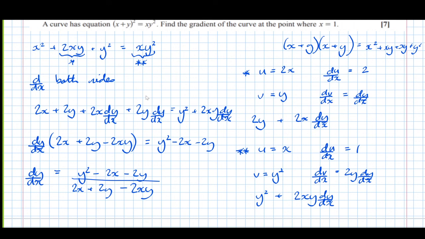And even more difficult, it's said at the point where x equals 1, we don't have a y coordinate. However, we can get one by subbing x equals 1 into that and finding what y equals. So a lot of work for 7 marks here. Try that, get the y coordinate, and then find the gradient.